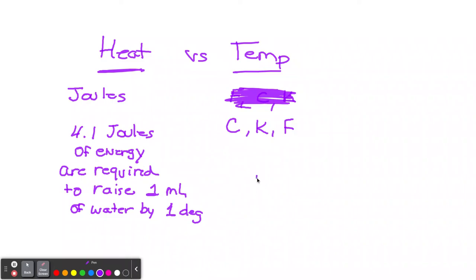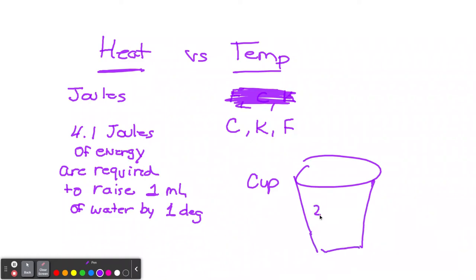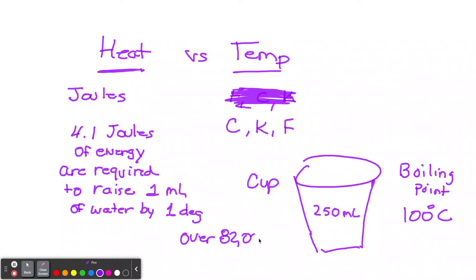So if we wanted to fill up a cup, let's say a cup of water, about 250 milliliters, you can imagine how many joules are required to heat this up to boiling. Water boils at 100 degrees Celsius. If you do the math, you'd come up with over 82,000 joules, or 82 kilojoules. So you need 82,000 joules to heat a cup of water to boiling point, just to give you an understanding of what joules are.